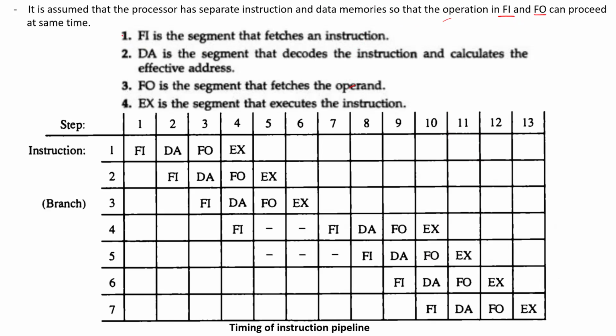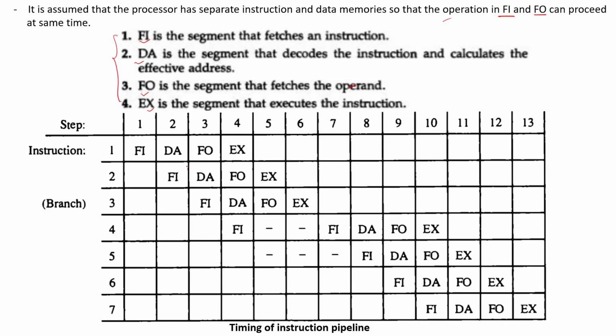So finally, overall four steps: FI, fetching of instruction, is one segment. Next, we have decoding and finding the effective address, the second segment. Then we have fetching of operand in the third segment. And last is the execution. So finally, here we have four segments.